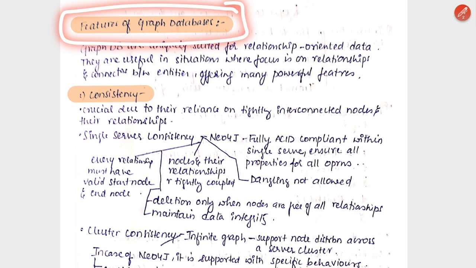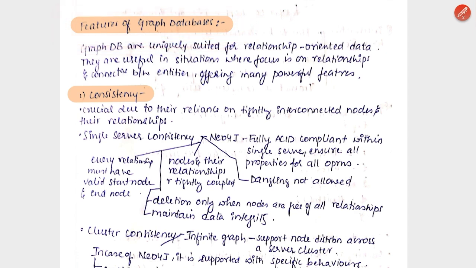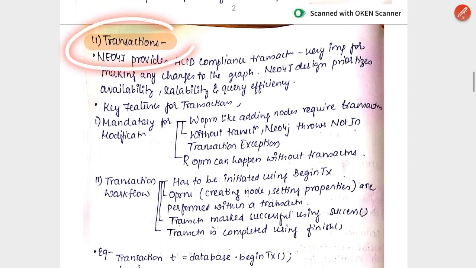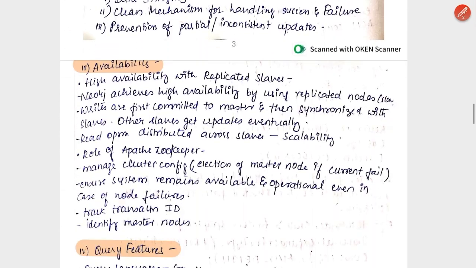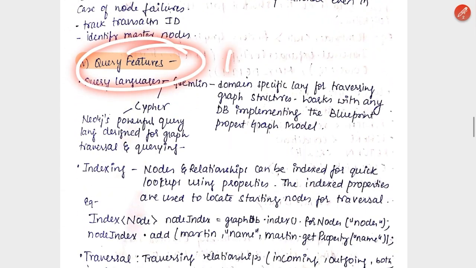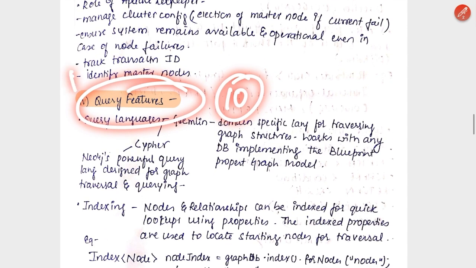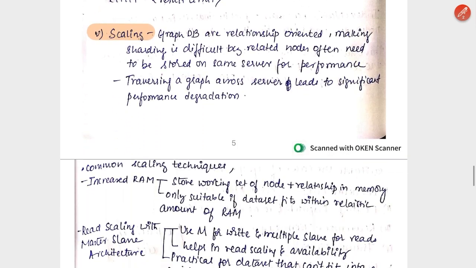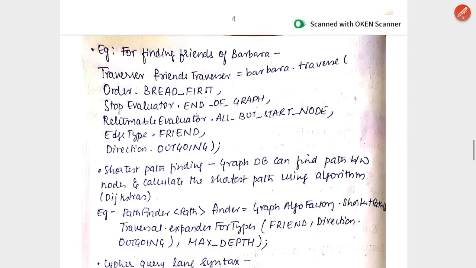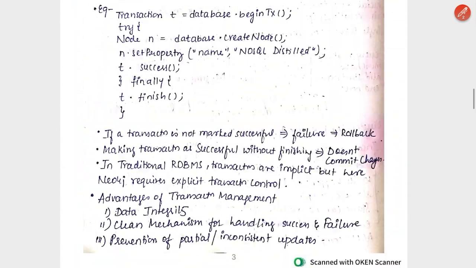Next we have features of graph database. Either all the features could be written here and explained for 10 marks, or they can ask just two features like consistency and transactions, and together it would be for 10 marks. Or in some cases even the query features could be asked for 10 marks. In the model question paper, query features have been asked for 10 marks, so don't miss this out, it is very important. And scaling is also asked for 10 marks. Just scaling of graph database, explain it properly with a diagram, for 10 marks it was asked.